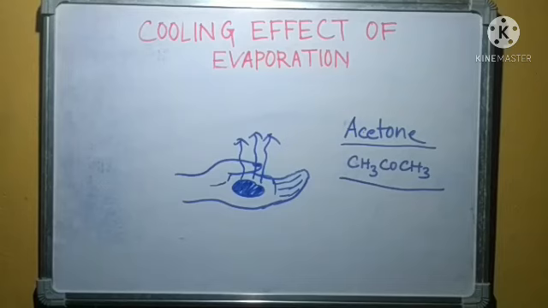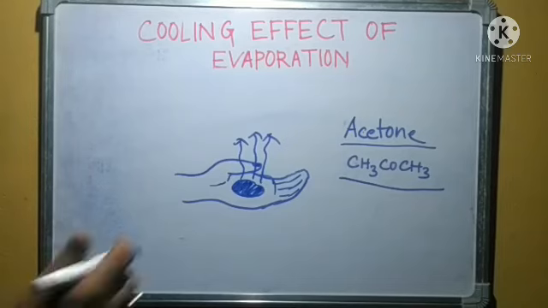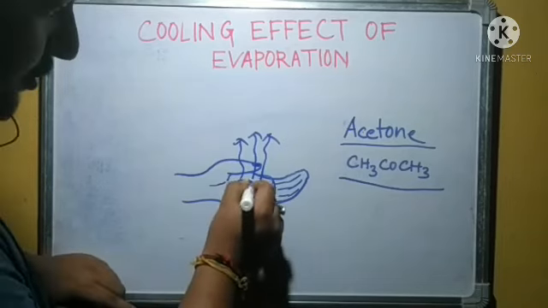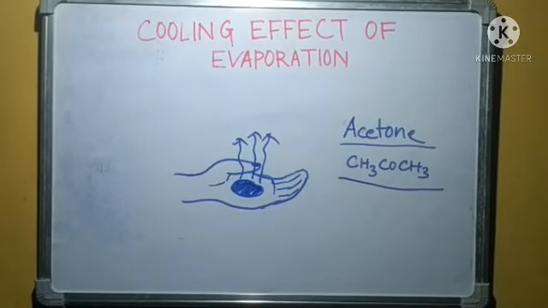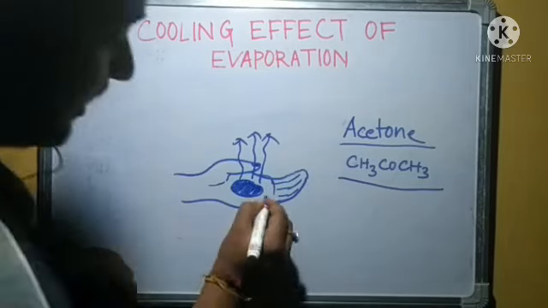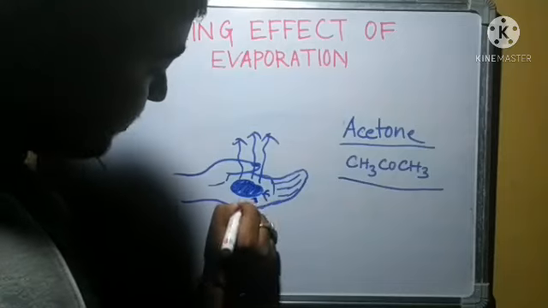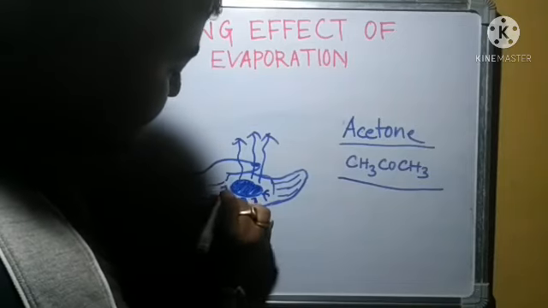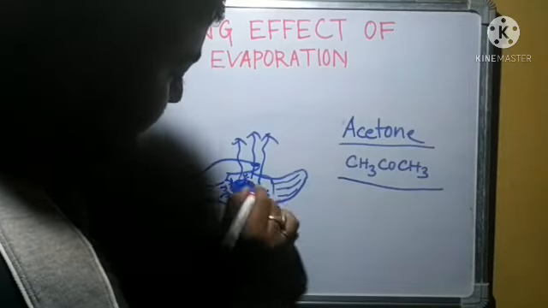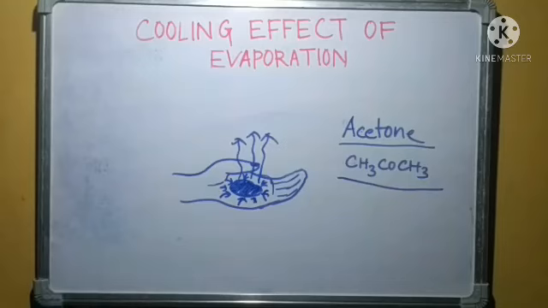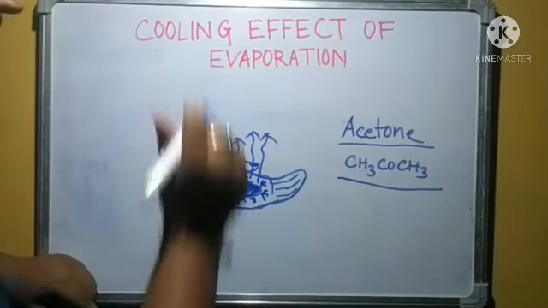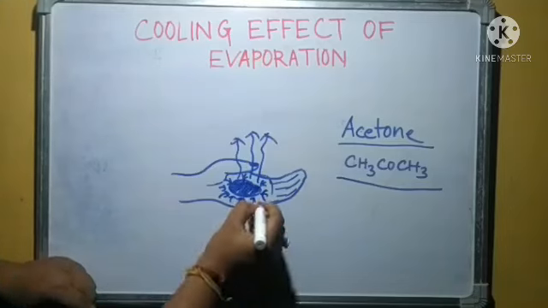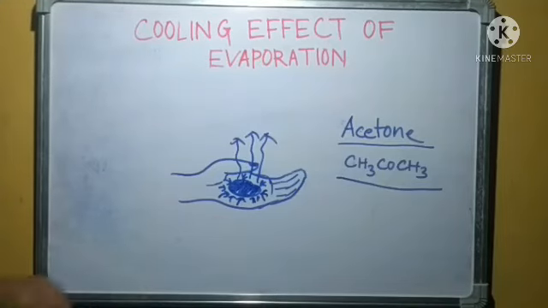So why is this occurring? Because for acetone to evaporate, it needs energy. Where will it get the energy from? It will gain energy from your hand. Our human body has a fixed temperature. So acetone will absorb the heat from our hand and it will evaporate.